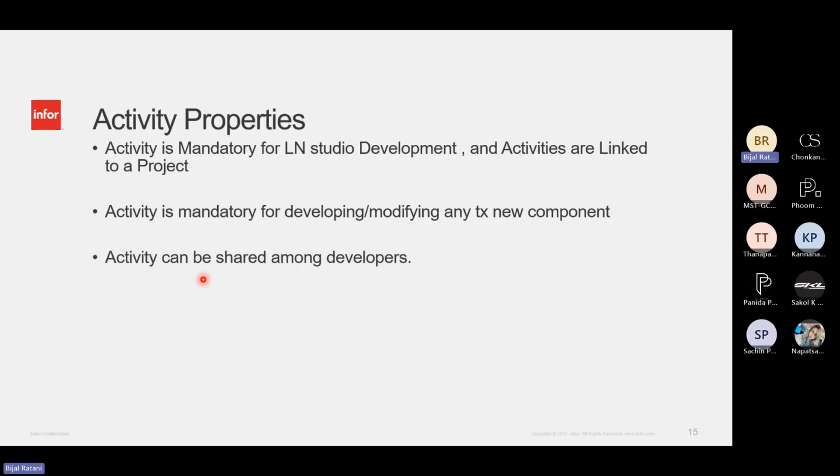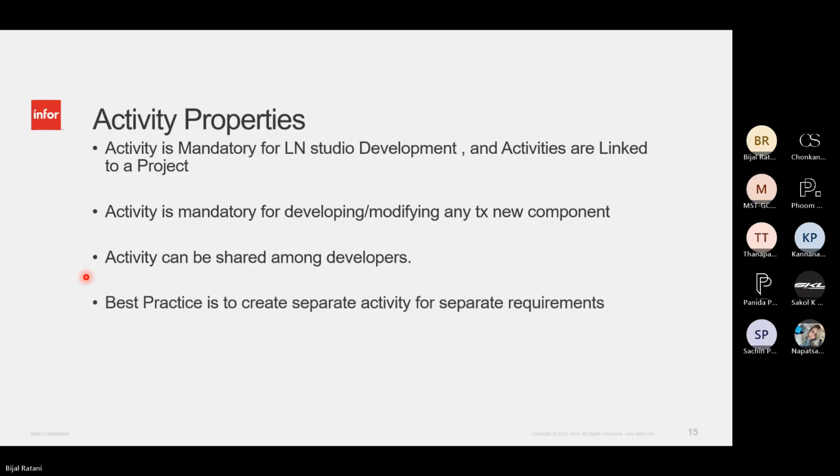Now here there is a property where an activity can be shared between developers. Let's assume an activity, or a particular functionality, is developed between 3 different developers. The activity can be shared between those 3 developers, meaning all the components which they have in the activity can be used by one another, and they can test before actually releasing it. So that can be done. I'll show you how to share the activity.